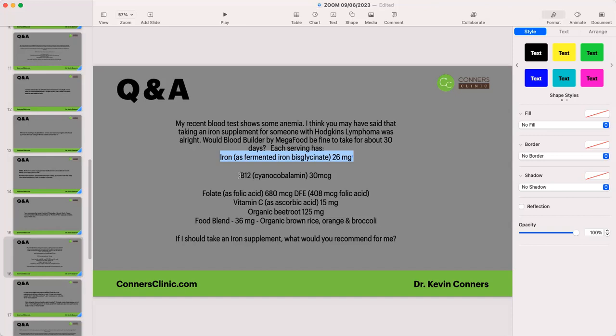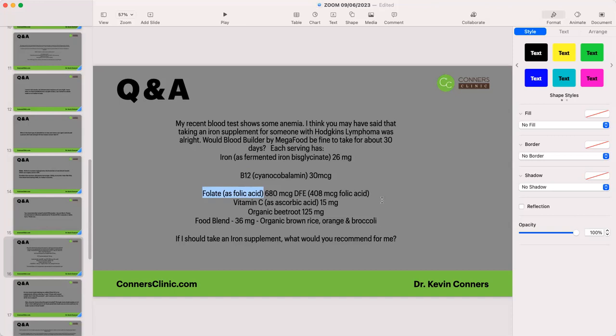Well, the good news stops right there, unfortunately, because B12 as cyanocobalamin is a synthetic B12. That's not the form of B12 you want. You never want to take something with cyanocobalamin. And then this gets even worse. Folate as folic acid.